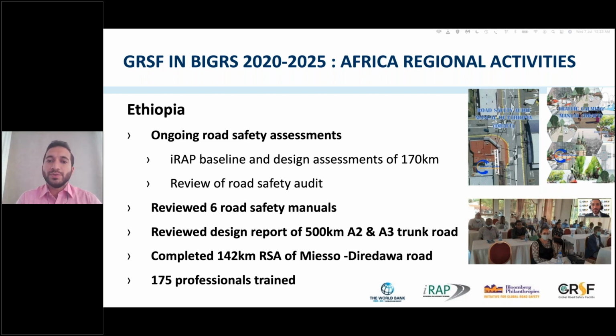We also reviewed the design report of a 500-kilometer trunk road. We recently completed a 142-kilometer road safety audit of the Meso-Deodawa road. And so far, via our Bloomberg program, we have 175 professionals who have been trained in road safety.